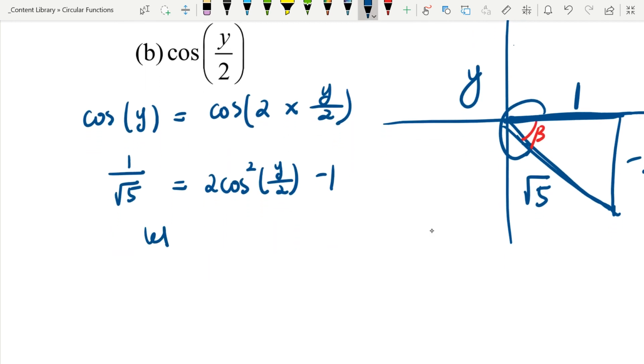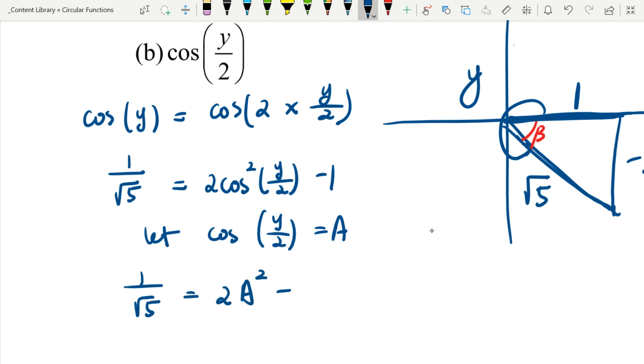So I will let cosine y over 2 equal a. And then 1 over root 5 equals 2a squared minus 1.